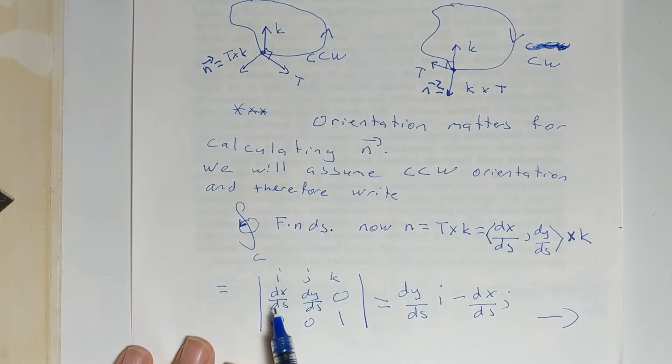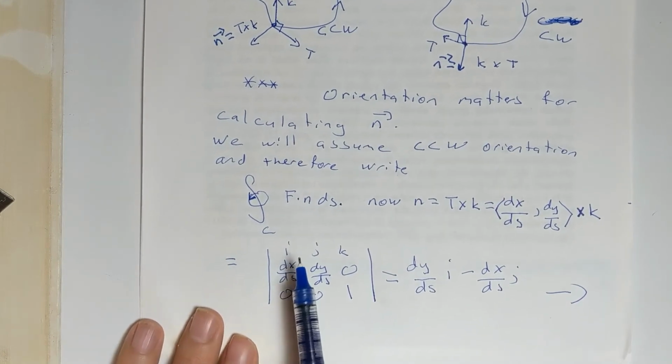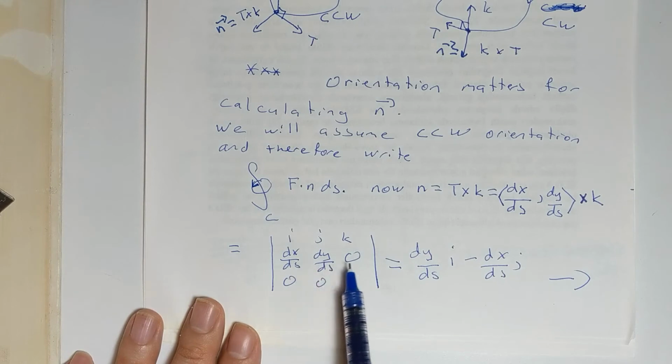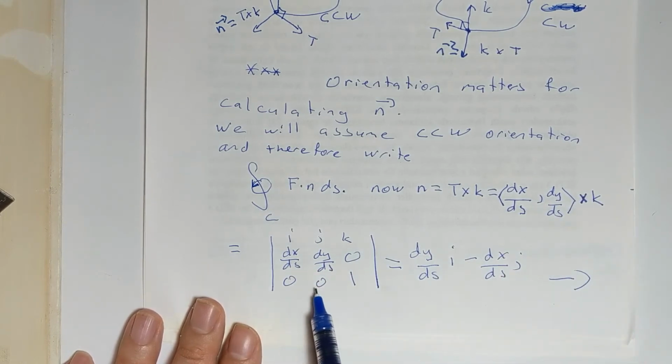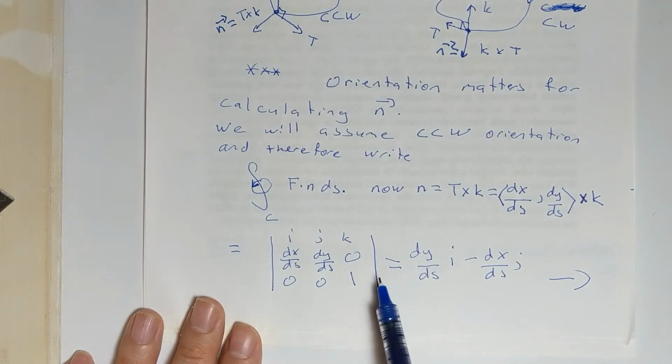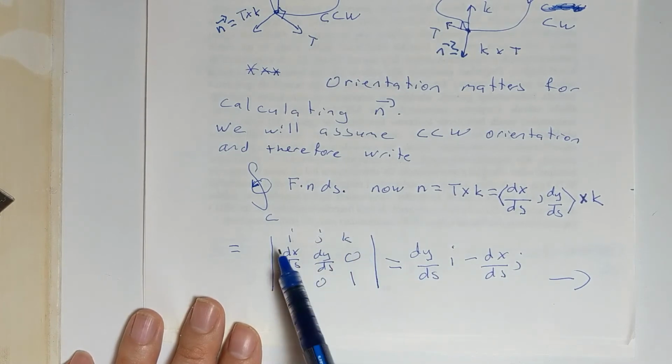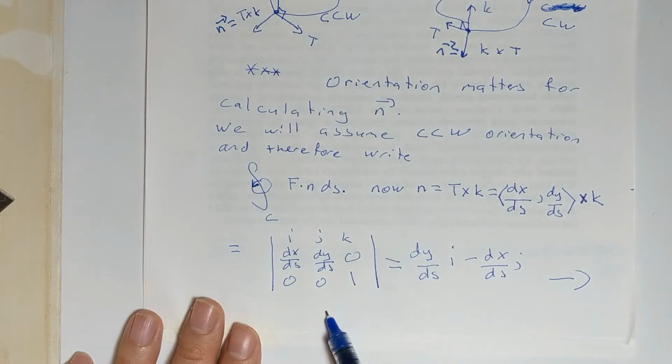So what we're going to do is, well, I set it up here. Let's do the cross product, i j k, dx/ds, dy/ds. Well, the third component is just 0. And for this one, we have 0, 0, 1. And what is this going to be? Well, across here, we're going to have i times dy/ds. The other terms are going to be 0. So we only have this one, and it's going to be minus j times dx/ds.